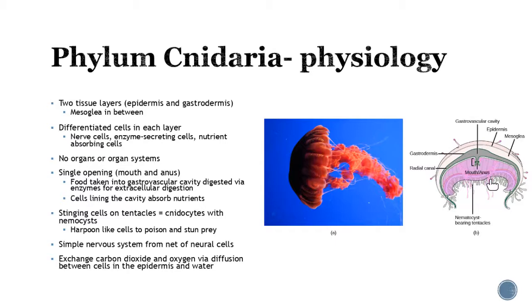Now they do have those nematocysts, or those stinging tentacles, and what they do is they harpoon and poison and stun the prey. Now we are starting to get to a very simple nervous system. They're going to have a net of neural cells located in this head part right here, and they exchange oxygen and carbon dioxide via simple diffusion between their epidermis cells and water.